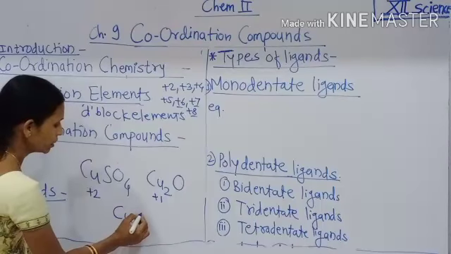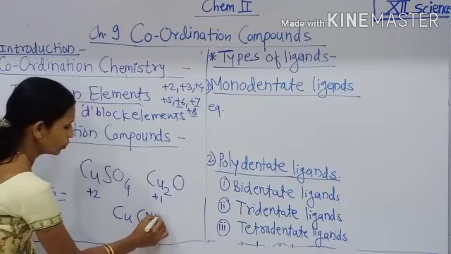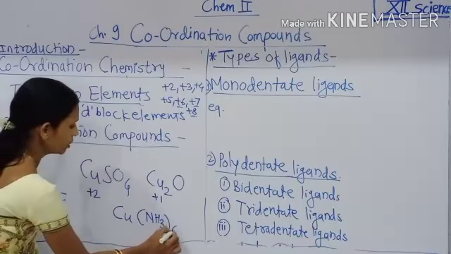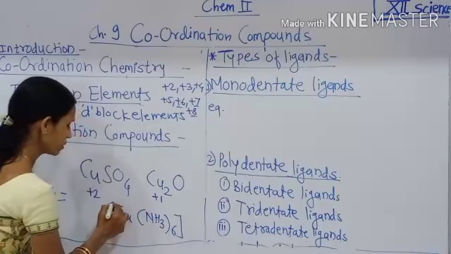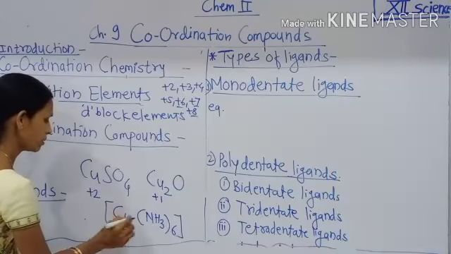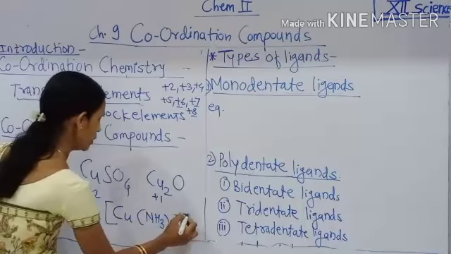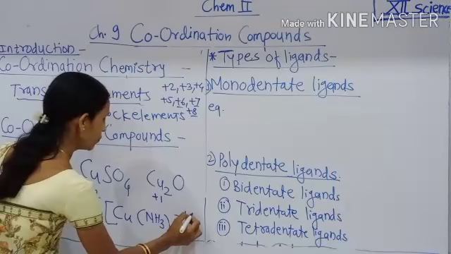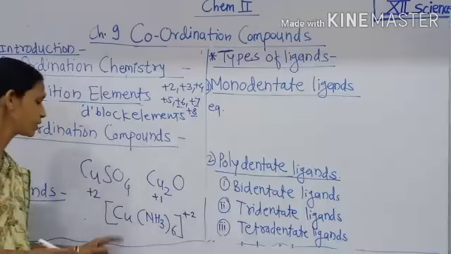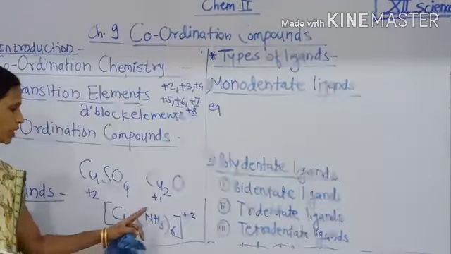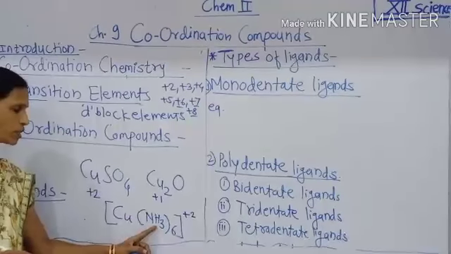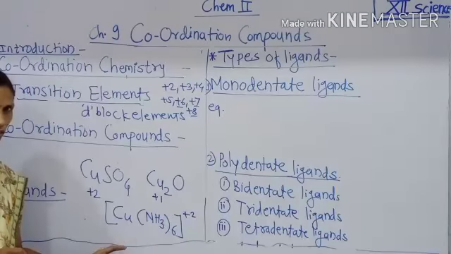like [Cu(NH3)6] 2+. That means copper in higher oxidation state forms this type of complexes.